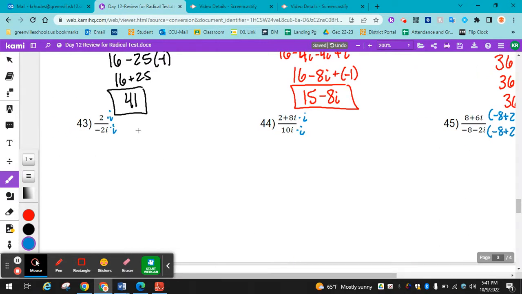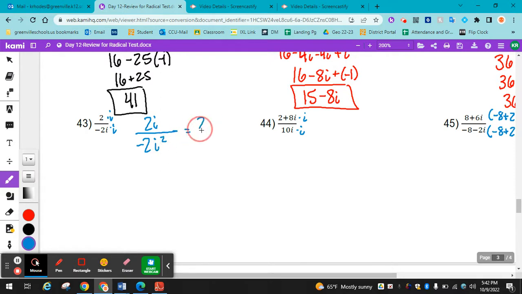Okay. Some people ask why I can't multiply by negative 2i on top and bottom. And you can, you're just going to be simplifying more, right? i squared is negative 1, which is what we're looking for. We're trying to get i out of the denominator. Just like you can't leave square roots in the bottom, you can't leave imaginary numbers in the bottom.